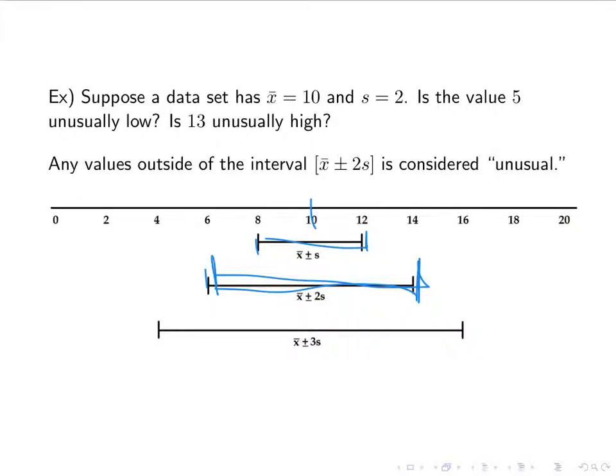So again, anything in this x bar plus or minus 2s is considered normal or usual. So if I look at the value 5, that would be right here, and it is outside of my interval. So 5 would be considered unusually low. 13, however, is inside of my interval, so 13 is not considered unusually high.